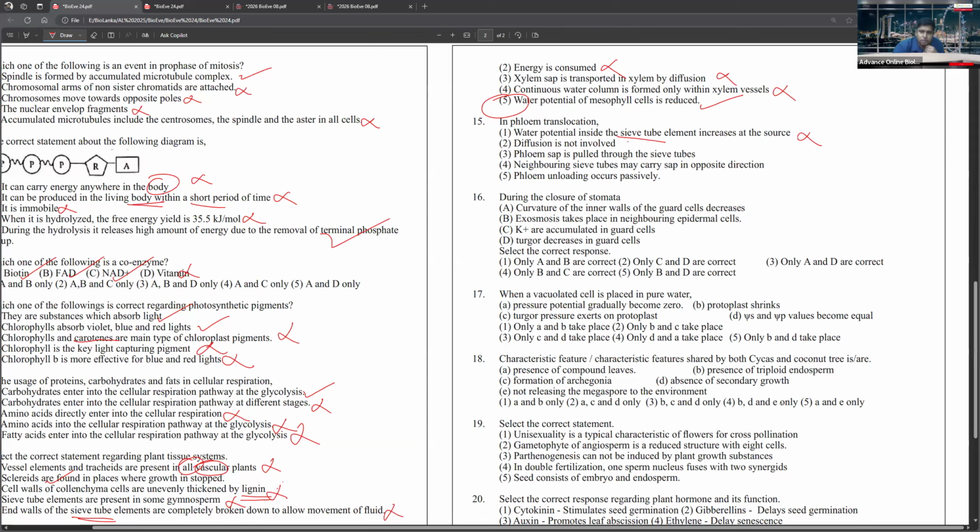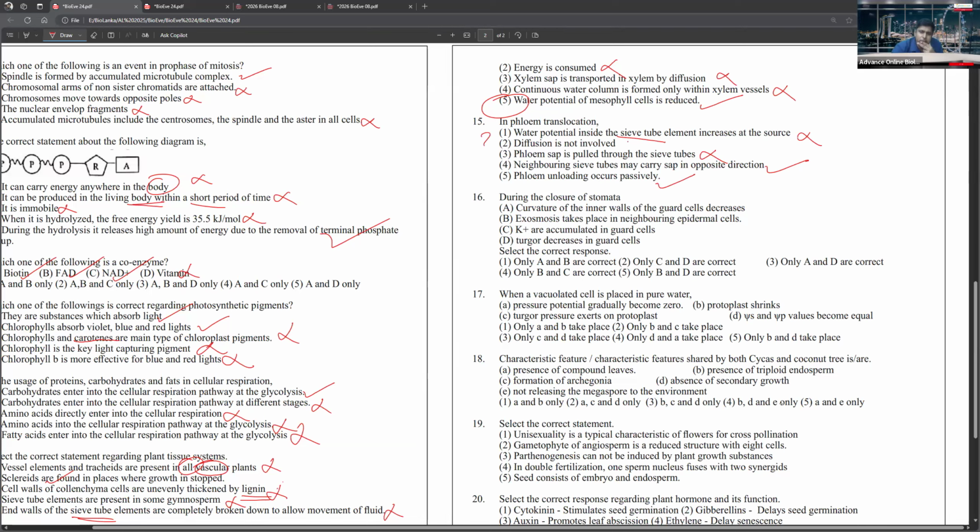Then phloem sap is pulled through the sieve tubes. Neither wrong, no? The pressure flow, no? Wrong. Neighboring sieve tubes may carry sap in opposite direction. Hurry. Phloem unloading occur passively. Unloading occur passively, yes.